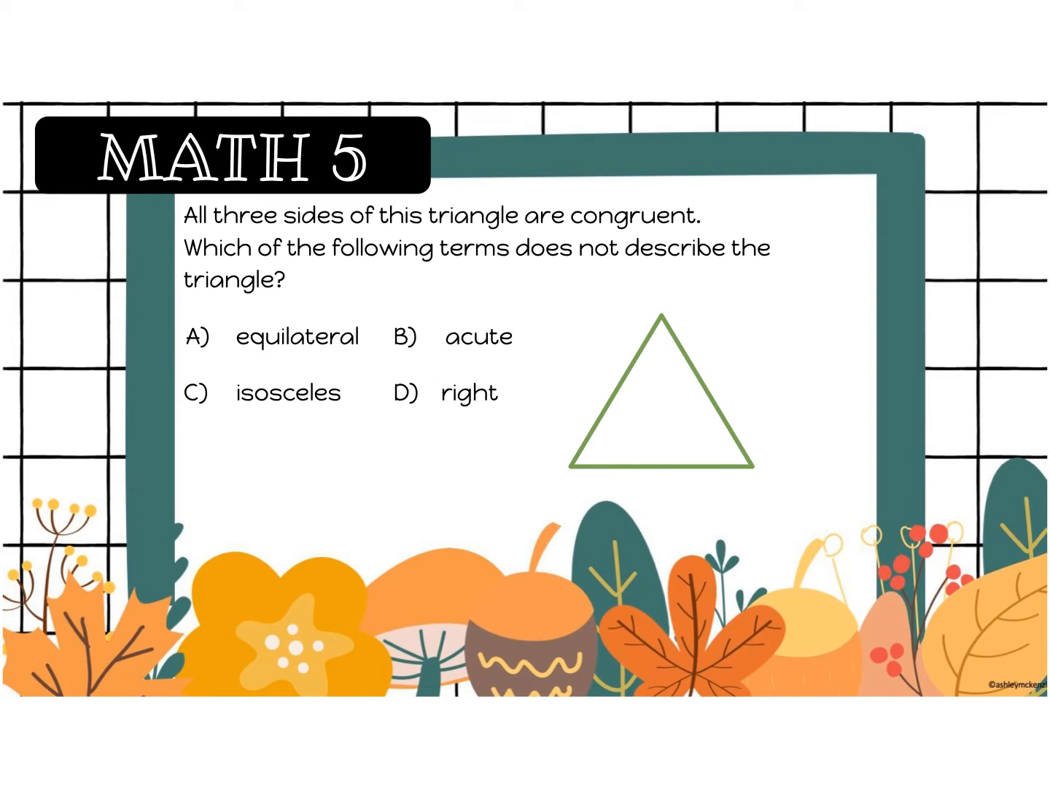All 3 sides of this triangle are congruent. What does it mean if it's congruent? It's equilateral. Equal, okay, or the same. So if all 3 sides are the same, then which of the following terms does not describe this triangle? Is it equilateral? It's equilateral, so that one is out because I'm looking for one that does not describe it. Is it acute? Yes. It is acute because all 3 angles are acute.